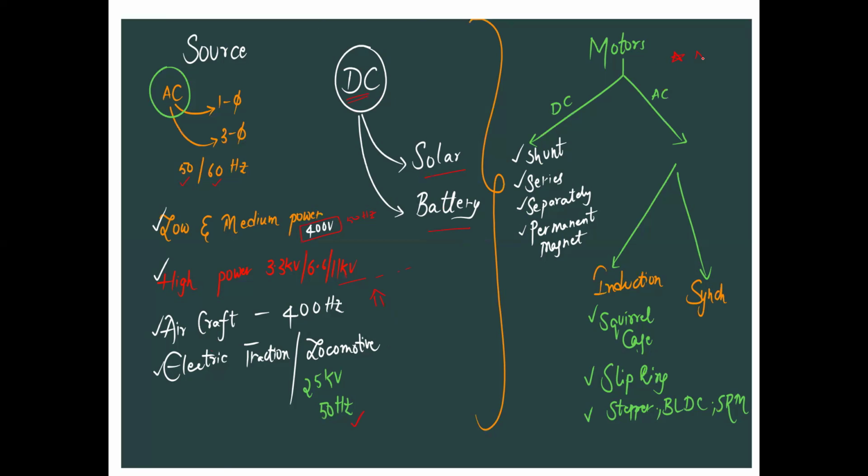In a similar fashion, the motor plays a crucial role now. Don't forget, drives in the sense of motors: DC motors, AC motors. In terms of DC, we can have shunt DC motor, series DC motor, separately excited DC motor, permanent magnet. In terms of AC, we can have induction and synchronous machines. Under these, we can have squirrel cage, slip ring, stepper, brushless DC motor, switched reluctance motor. No need to write everything here, but you have to know the different types of motors we may use.